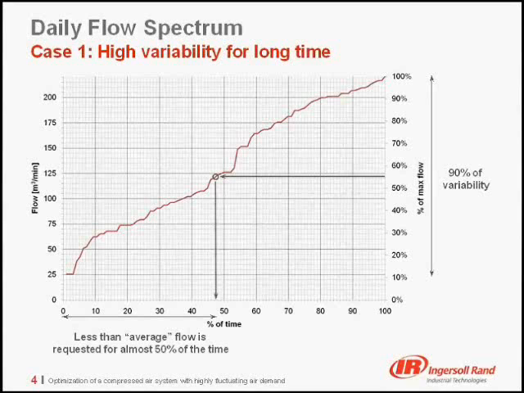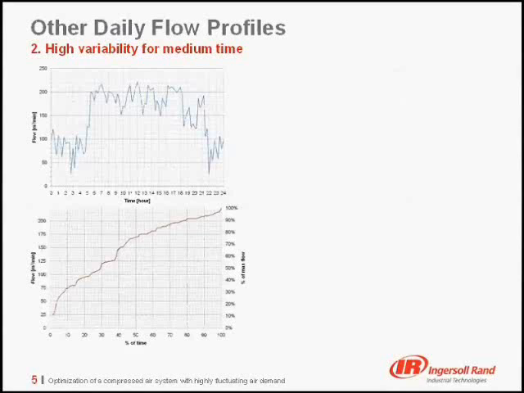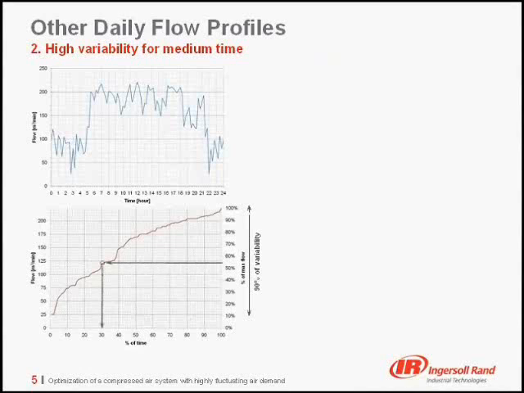In this other slide, we see 2 other cases analyzed. Case number 2 still refers to a highly variable spectrum with 90% of variability, but compared to case number 1, less than the average flow is requested for only 30% of the time. This is typical for a production with 1 8-hour night shift with low air demand and 2 8-hour day shifts with high air demand. The third case that will be considered is the following.